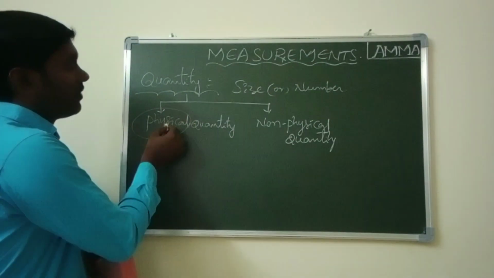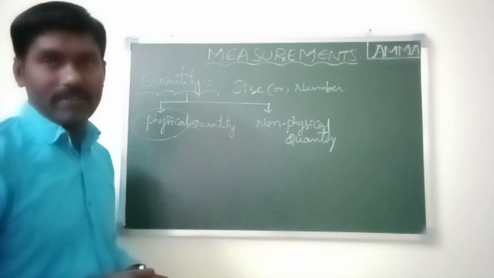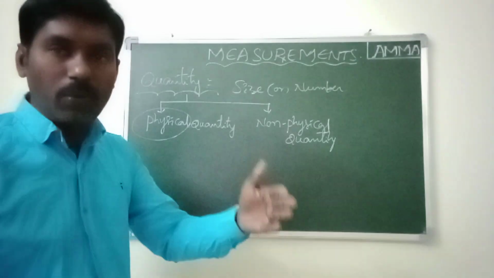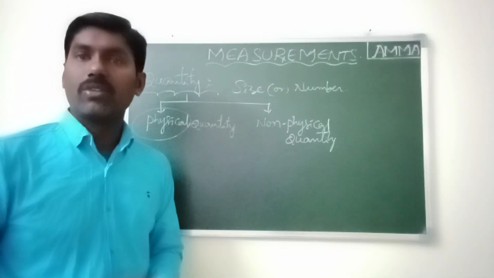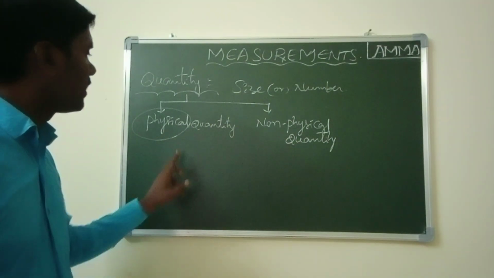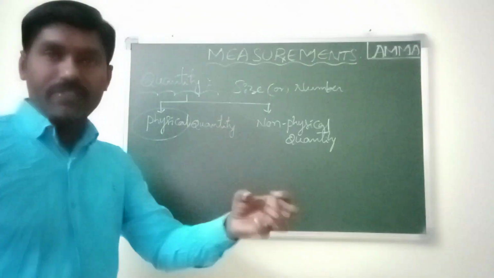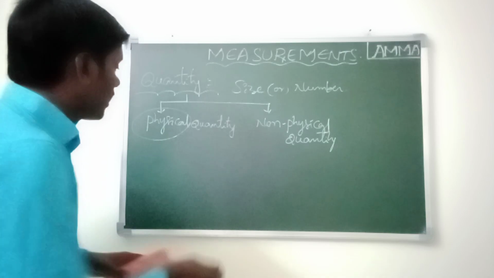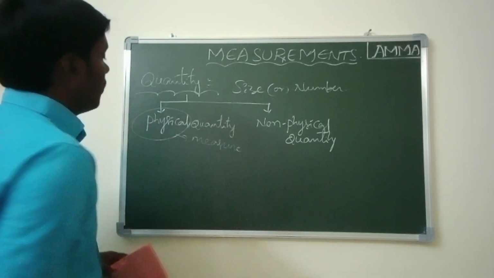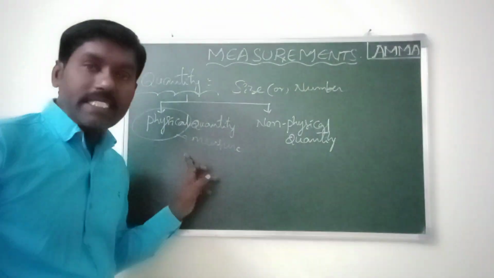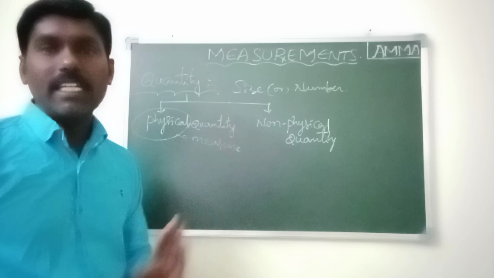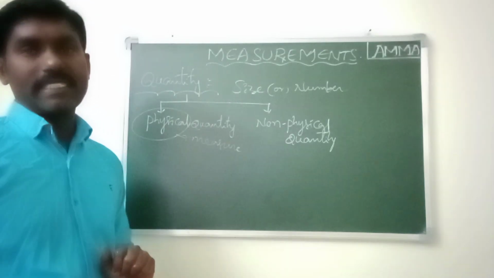Physical quantity means a physically appeared quantity. When you observe the quantity physically, then we can measure that one. The quantity which can be measured is called physical quantity.